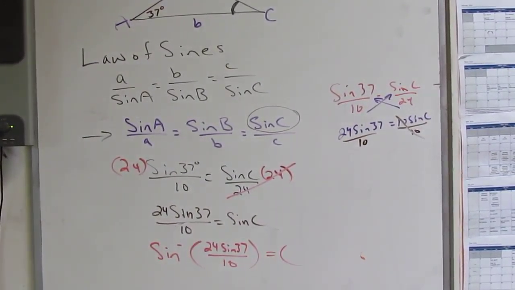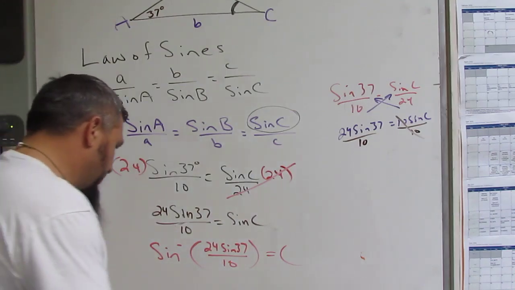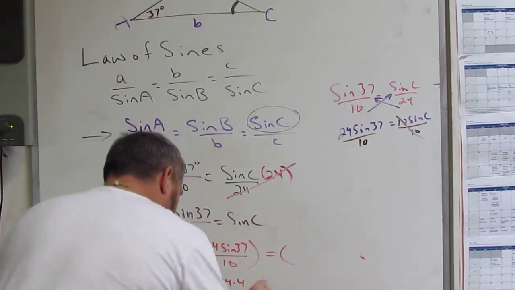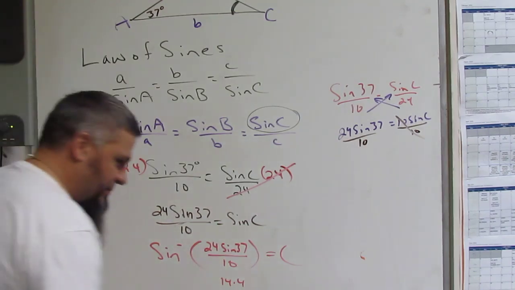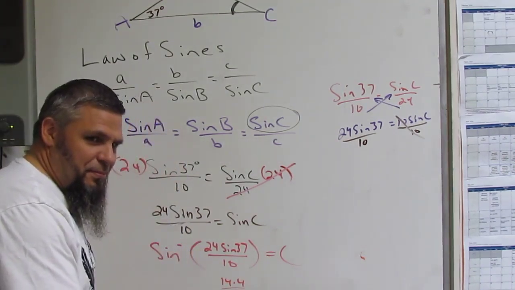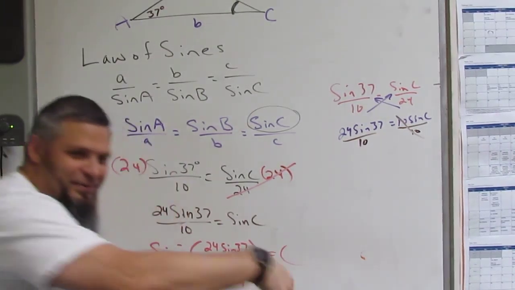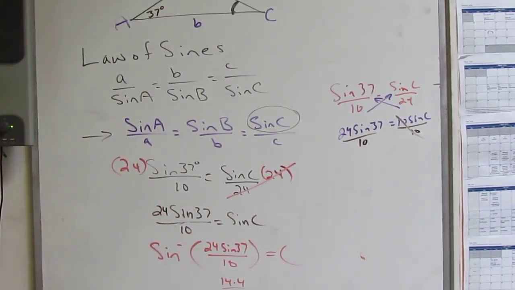Alright. So we take this and we say 24 times sine 37, right? And then hit equals. I get 14.4. Right? Then divide it by 10. What do you think I'm going to get? Come on, people. 1.444, right? Okay, so let's just move the decimal over one.